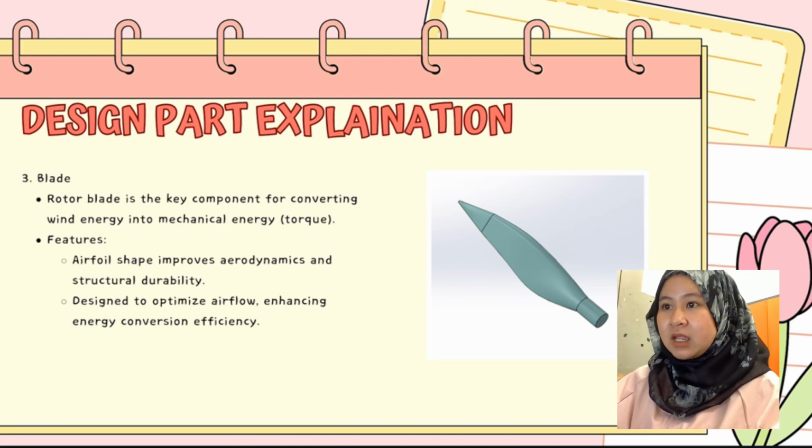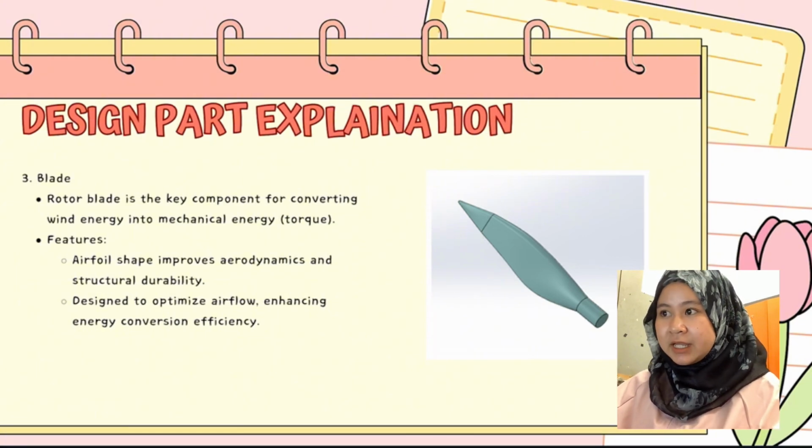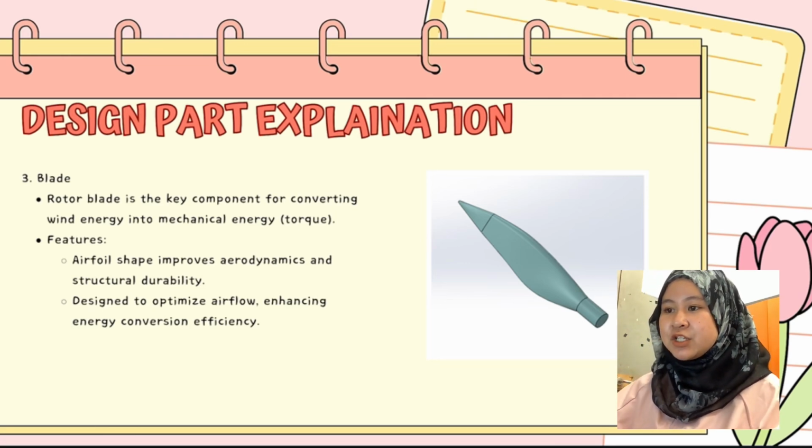Third is the blade. The rotor blade is the key component for converting wind energy into mechanical energy. The feature is the F-hole shape, which improves aerodynamics and structural durability, and it is also designed to optimize airflow, enhancing energy conversion efficiency.